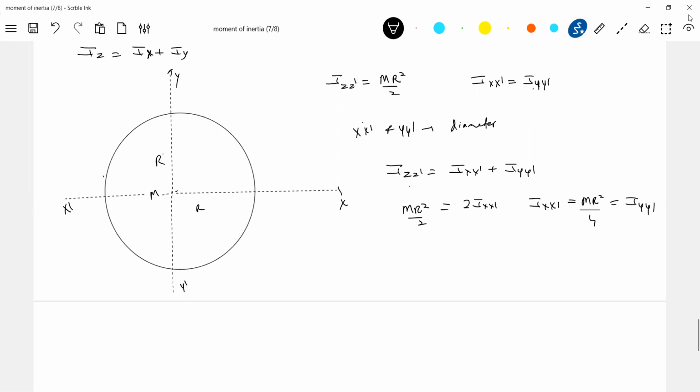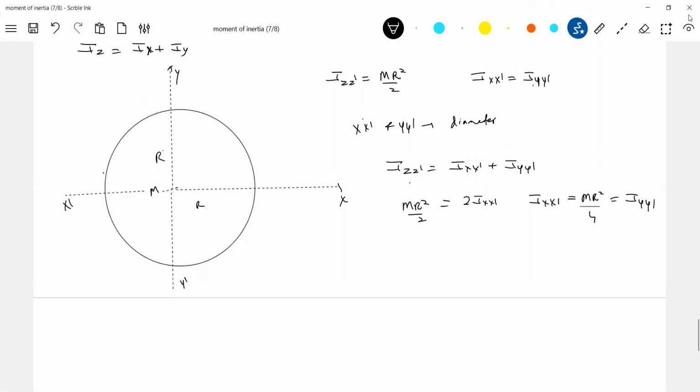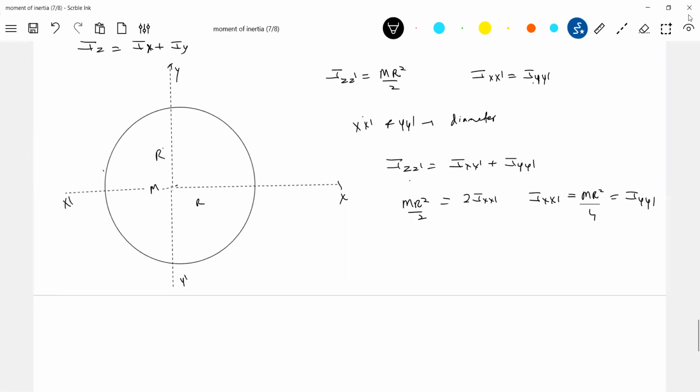Not on this, sir. I want the moment of inertia about the xy axis only. So shall I find it out about any diameter? Because xx dash will become a diameter, no? So the perpendicular axis theorem, sir, I don't like it. Then enjoy mathematics and integration. So what is the main idea of the parallel axis and perpendicular axis theorems?